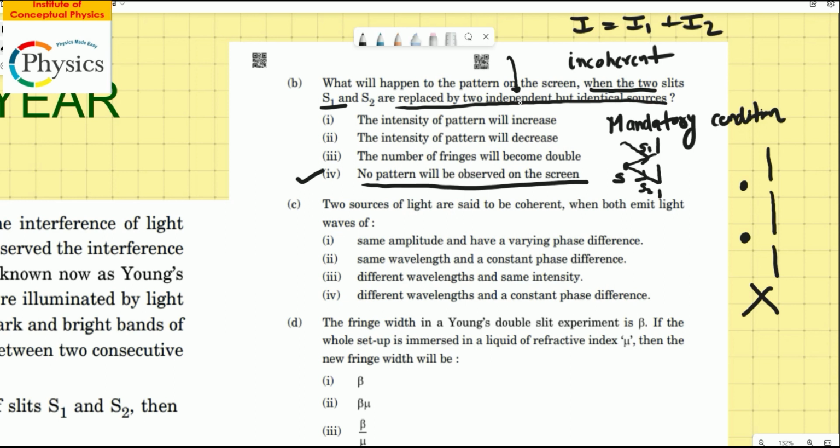Let's talk about the C part. Two sources of light are said to be coherent when both emit light waves of, now very important, okay?